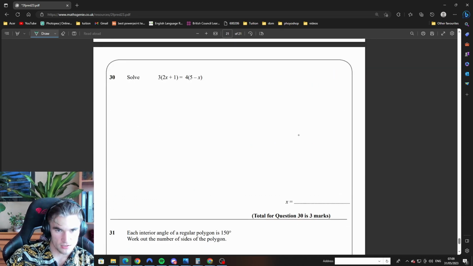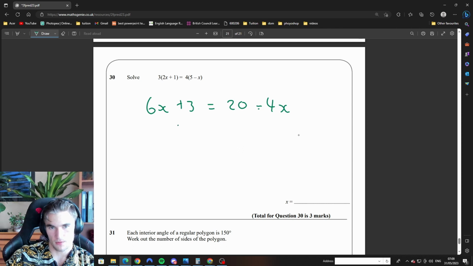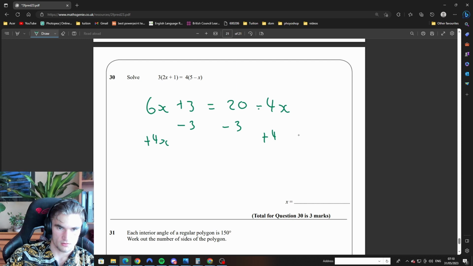Okay, let's solve this quickly. I'm just going to expand it out. So I got 6x squared plus 3 equals 20 minus 4x. Okay, so where did I get this squared from? Sorry. So I will do minus 3 and minus 3, and then I'll do plus 4x and plus 4x at the same time. Right, x's. So I get 10x here, I get 0 here, and then I get 17. So 10x equals 17, so 1x equals 17 over 10, so it's just 1.7.